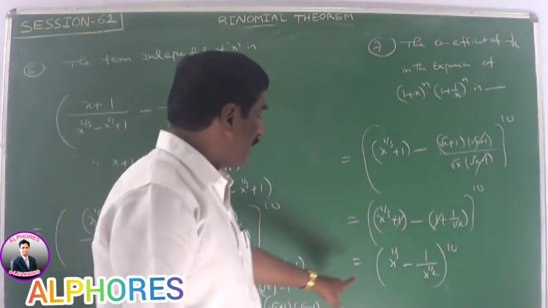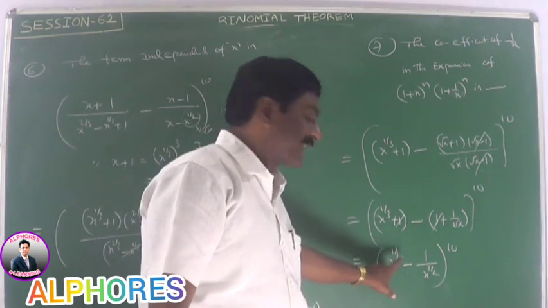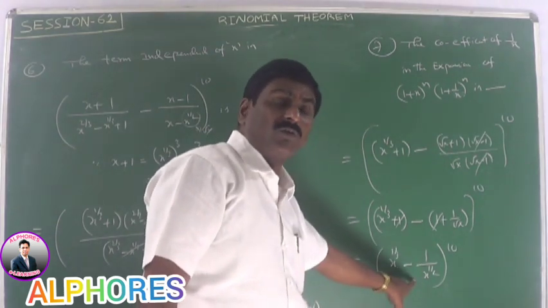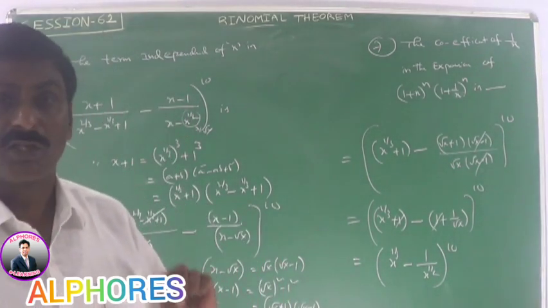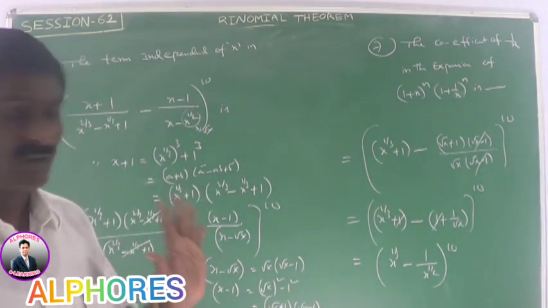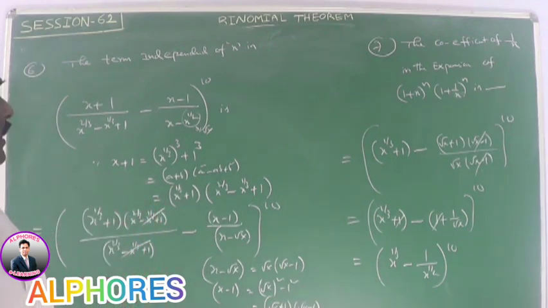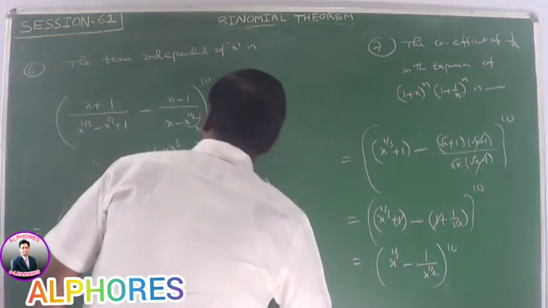It is in the form of (a x^p + b / x^q). For getting the constant term, what is the shortcut? r is equal to np / (p + q). By using that property, we find the value of r and the constant term. Alternative method.